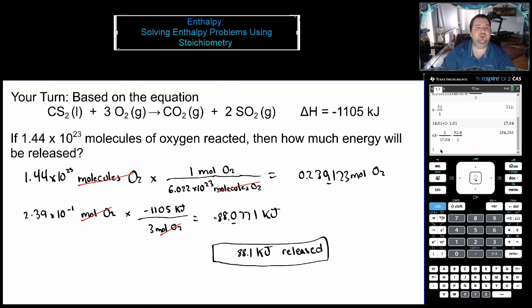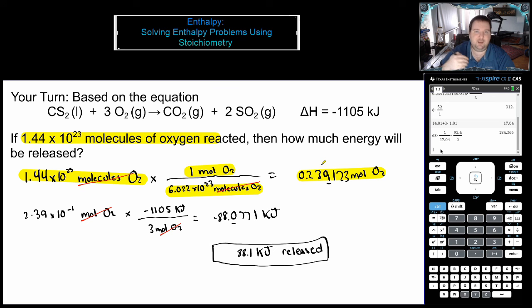I have the solution here for you. Let's go through it. So we knew that we had 1.44 times 10 to the 23 molecules of oxygen. So that's what we're going to start with. We need to, of course, get it to moles. So you're going to use Avogadro's number here to convert it to moles. That's going to give you this amount of moles.